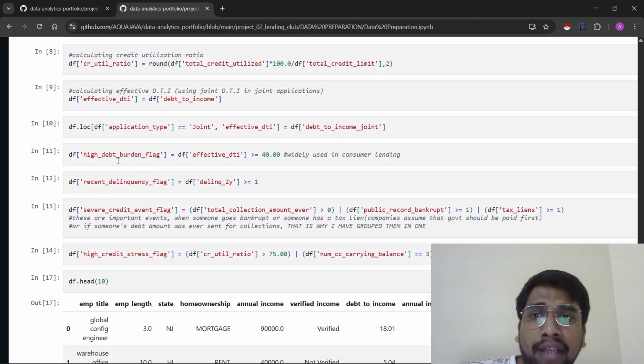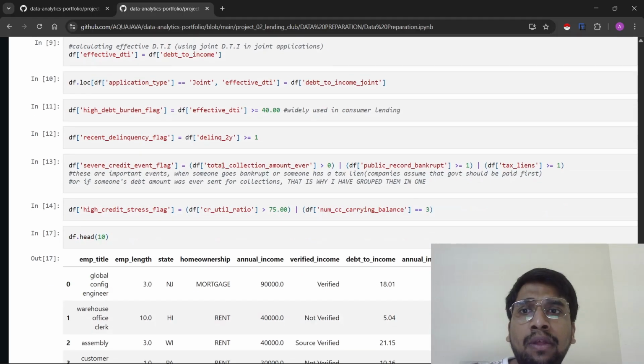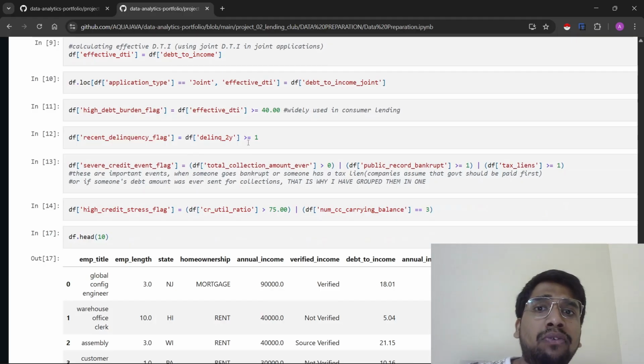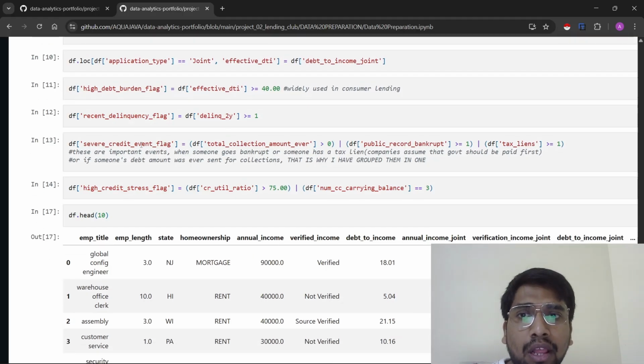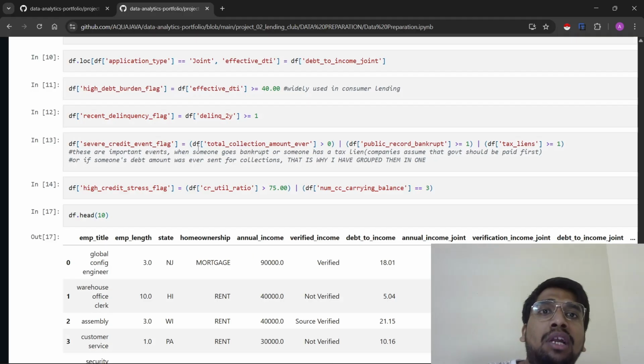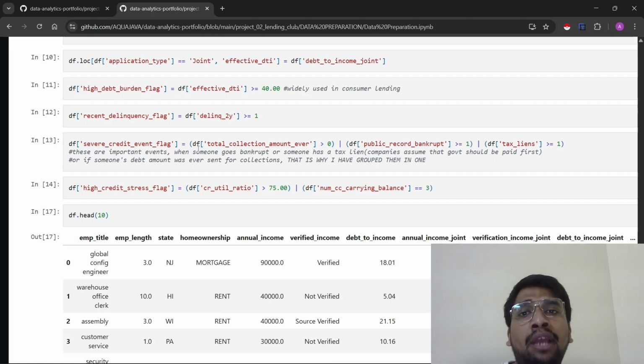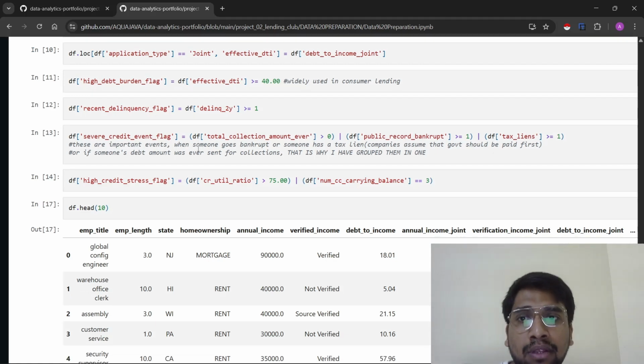Then here are the flags. First is the high debt burden flag, where the effective DTI is greater than 40%. This is what the industry standards are about. Then I also made a recent delinquency flag, if any delinquency is greater than or equal to 1. And then this is the severe credit event flag, which talks about collection amount, bankruptcy, or tax lien. If an amount is recovered through recovery agents, then it is also a red flag for that borrower, so I considered it an important credit event, and I included it in that same flag.